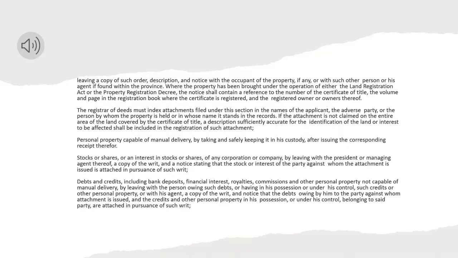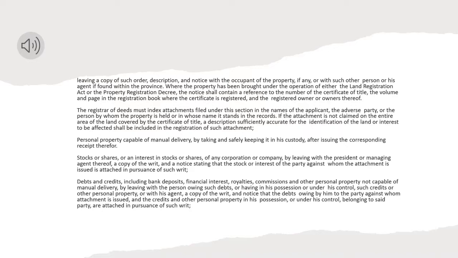the corresponding receipt therefor. C. Stocks or shares, or an interest in stocks or shares, of any corporation or company, by leaving with the president or managing agent thereof, a copy of the writ, and a notice stating that the stock or interest of the party against whom the attachment is issued is attached in pursuance of such writ.